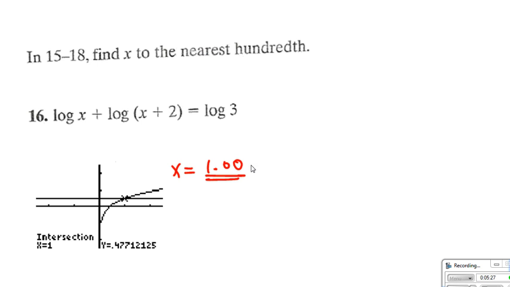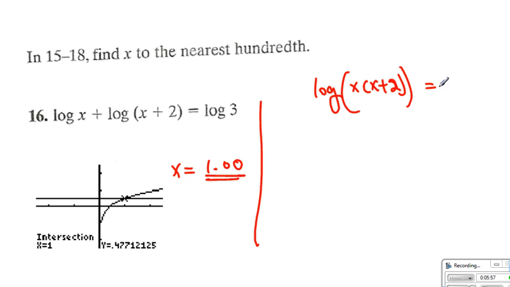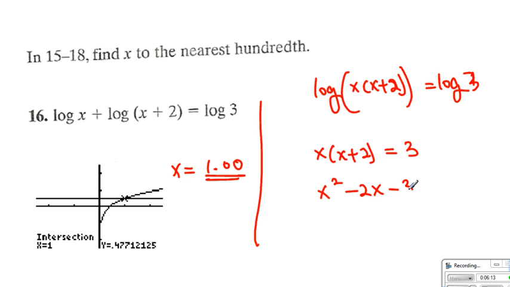Now, if you have to do this one by hand, usually when they say to the nearest hundredth, that means the value will not be as nice as this one. So therefore, we have to use the quadratic formula or things like that. But we'll just set it up right now, to see what would have happened. Here we have log of x times x plus 2 is equal to log of 3. In other words, x times x plus 2 will be equal to 3. That means when we have x squared plus 2x minus 3 will be equal to 0.